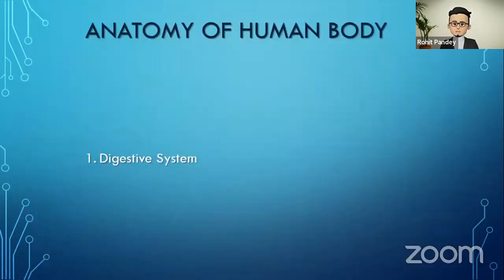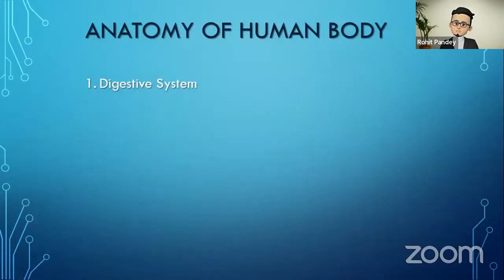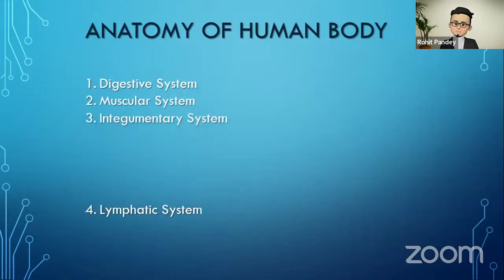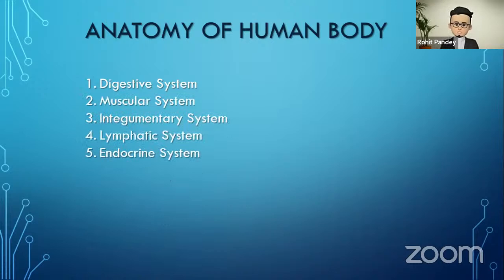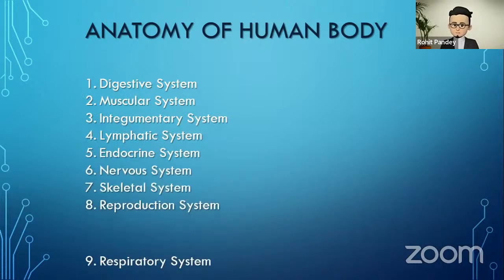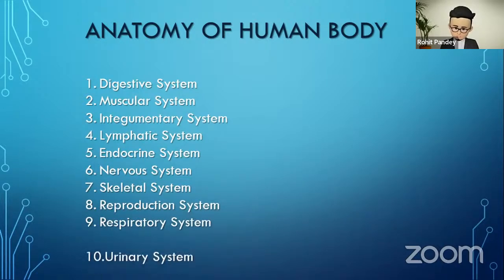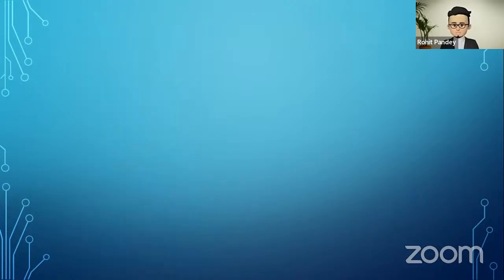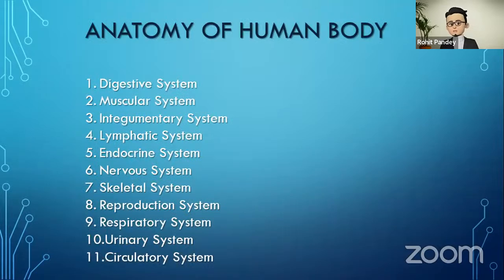So after that, anatomy of the human body. Firstly, I'm going to teach the digestive system. We have the muscular system, integumentary system, lymphatic system, endocrine system, nervous system, skeletal system, reproductive system, respiratory system, urinary system, and circulatory system. In our future videos, I'm going to teach these systems.